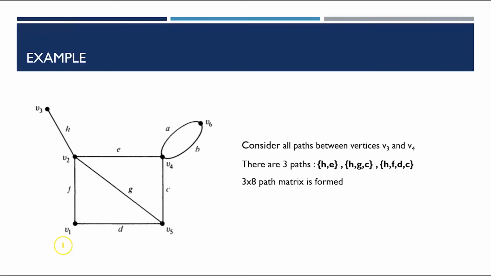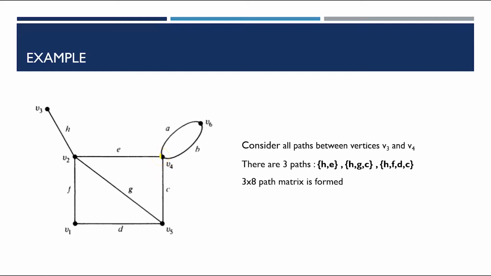Now let's look at an example to understand this concept more clearly. Consider the vertices v3 and v4 of the given graph. We see that there are 3 paths between these two vertices. One path includes the edges h and e, another path includes the edges h, g and c, and the last path includes the edges h, f, d and c. And these paths can be named as path 1, path 2 and path 3 respectively. So there are 3 paths.